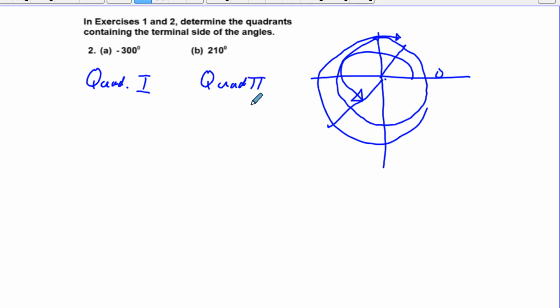Be sure to chime in if you have any questions as we go along here. So, but that's it, problem 2.